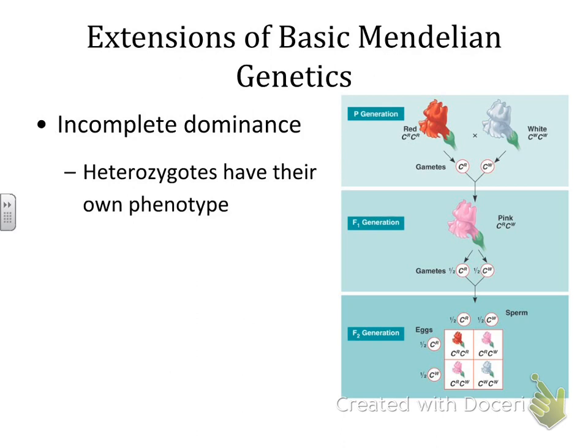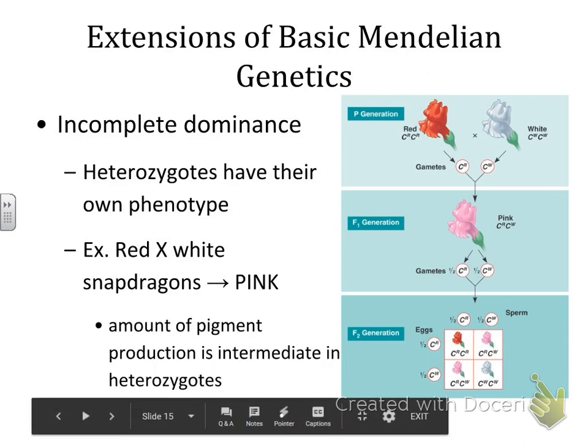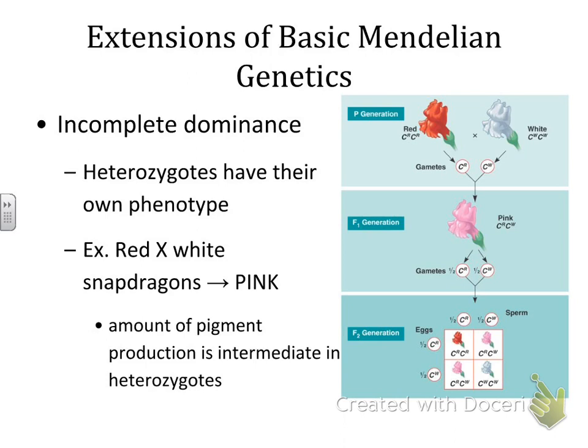In a problem that has incomplete dominance, they must tell you in the problem that the offspring have a phenotype that's in between. So this has to be provided to you so that you know what you're working with. So yeah, red and white snapdragons produce pink snapdragons when you cross them. The amount of protein pigment production is intermediate in the heterozygotes, and that's why you get that intermediate coloration.